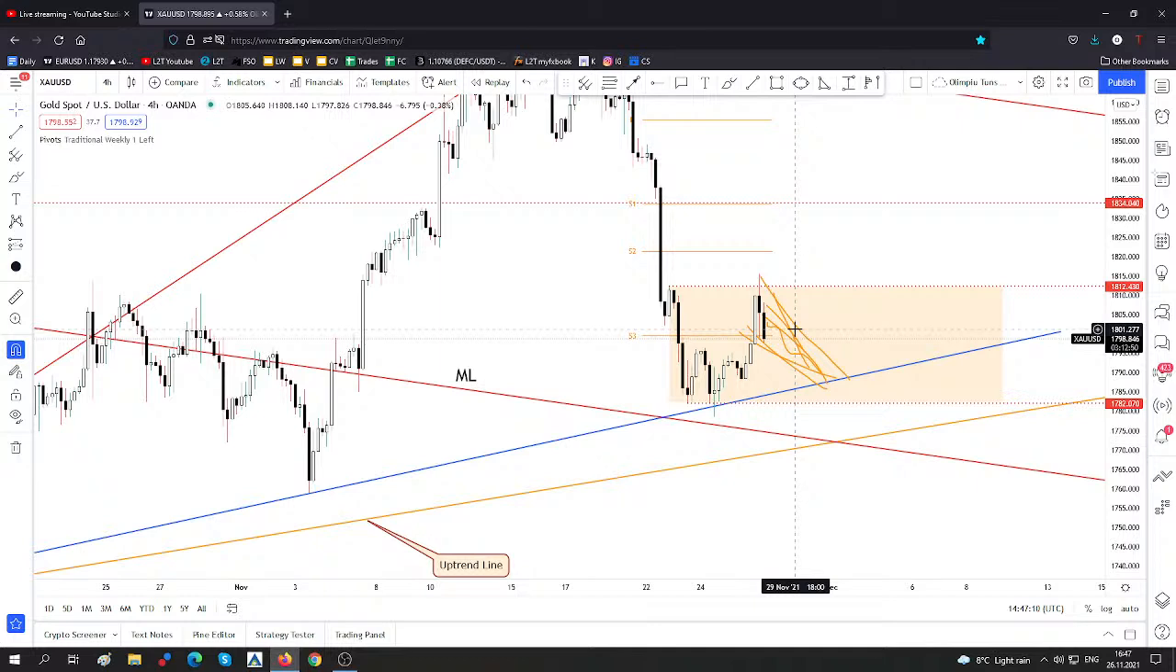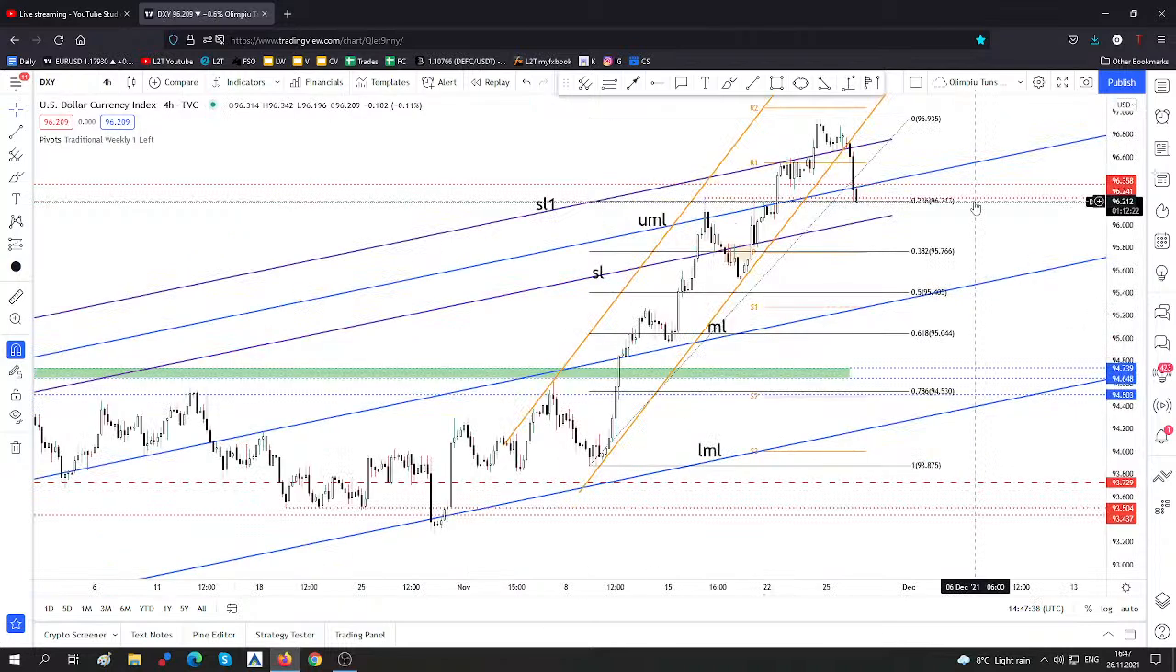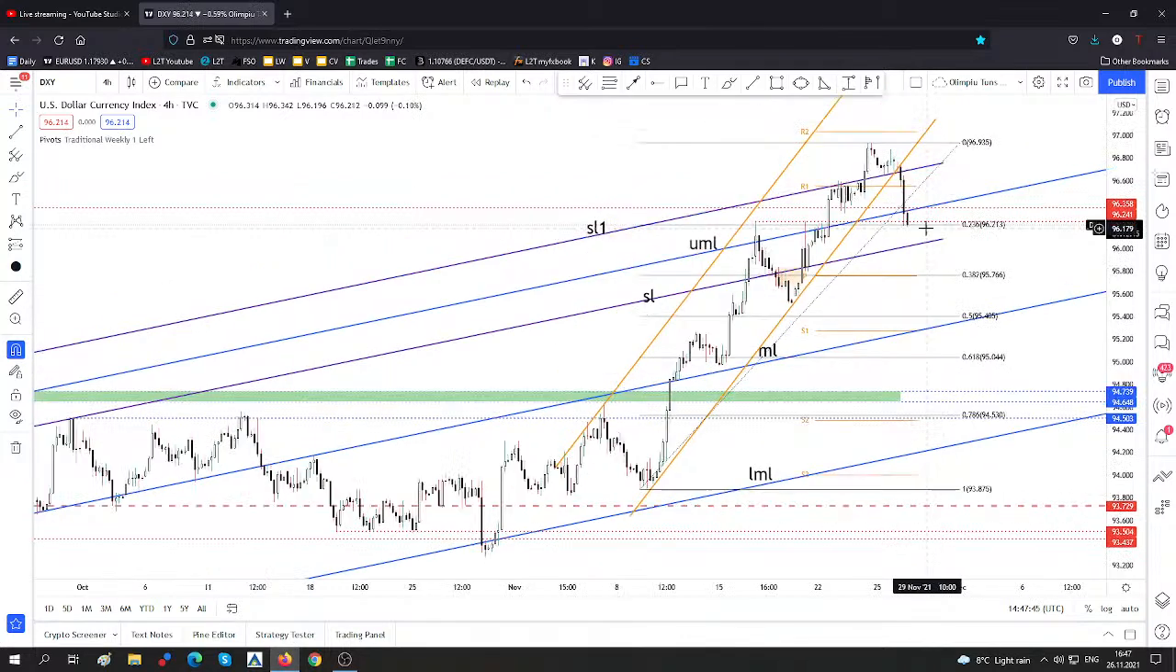Let's take a look at the dollar index. The dollar index is still in the red here. Let's wait to see if the dollar index will close and stabilize below the 23.6. Because if it fails to stabilize below it, or below 96.24, then it could jump higher again.